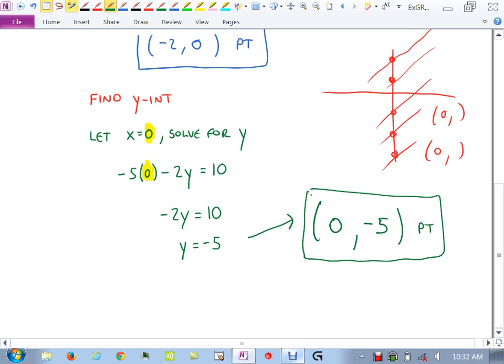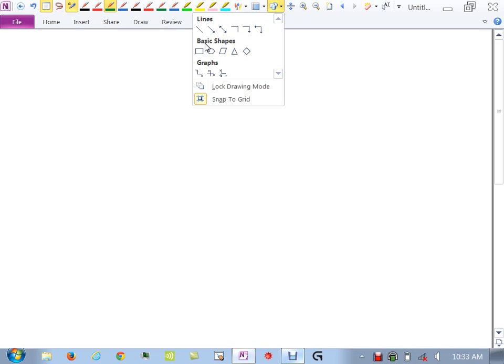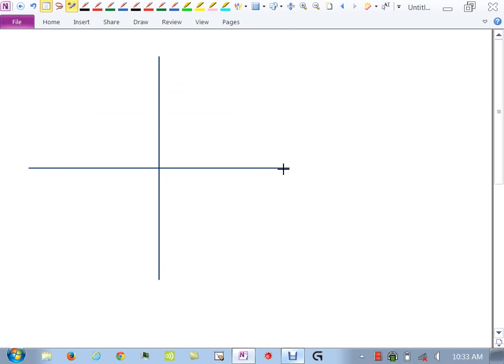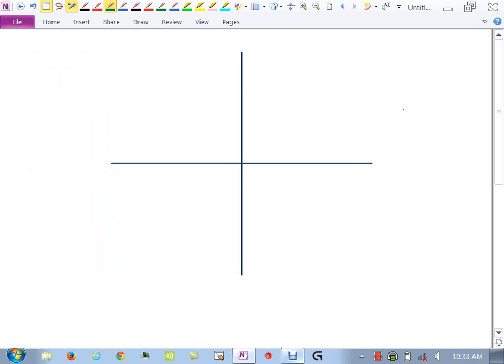So now I'm ready to graph it. I'm going to have to start a new page. The 2 points I'm trying to plot, well, let me write the equation first. It was -5x minus 2y equals 10. That's what I'm trying to graph, that equation. I found it was -2, 0, right? And it was 0, -5. Those are my 2 points. So now we graph those.